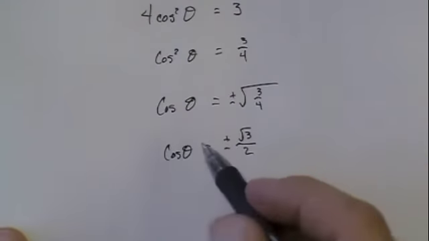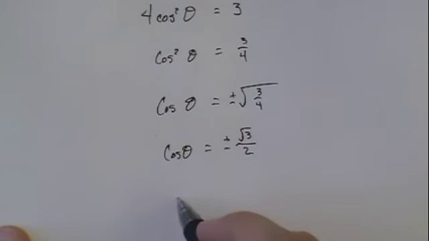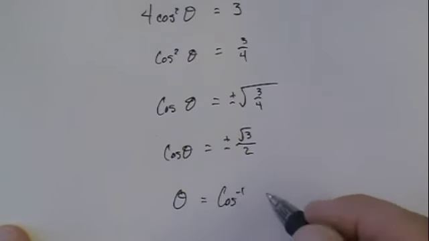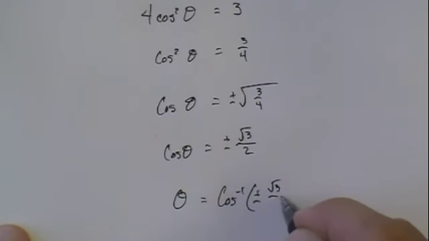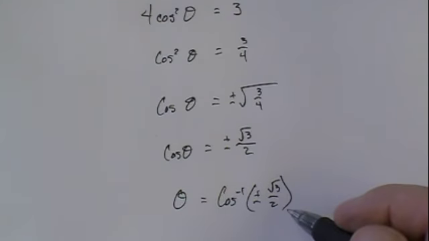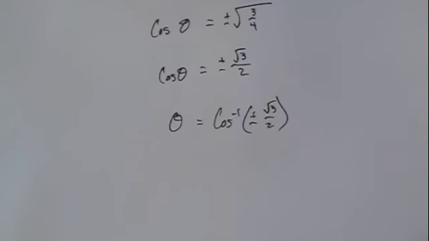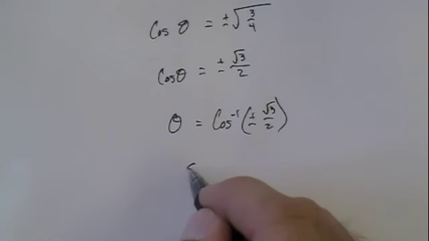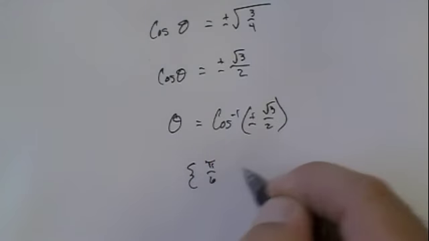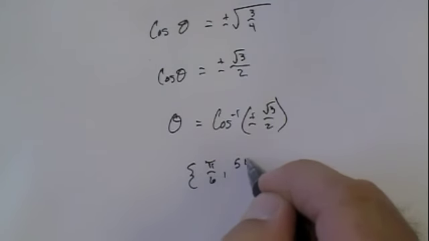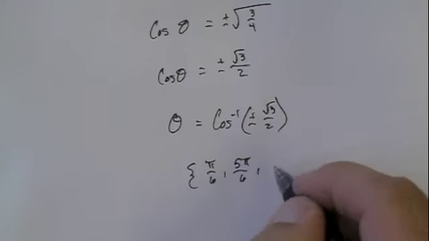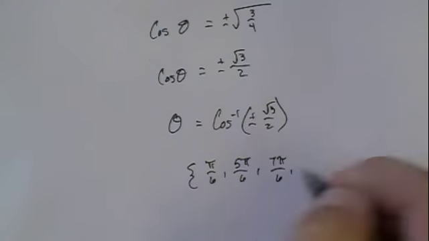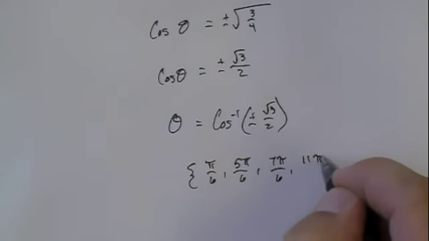And now we will take the inverse cosine of those two values. So theta is equal to the inverse cosine of both a positive square root of 3 over 2 and a negative square root of 3 over 2. And we have 4 places on the unit circle where cosine is equal to that. So that would give us pi over 6, 5 pi over 6, 7 pi over 6, and 11 pi over 6.